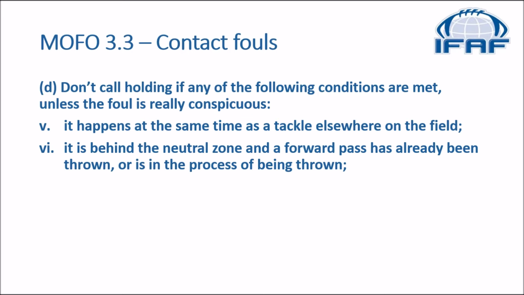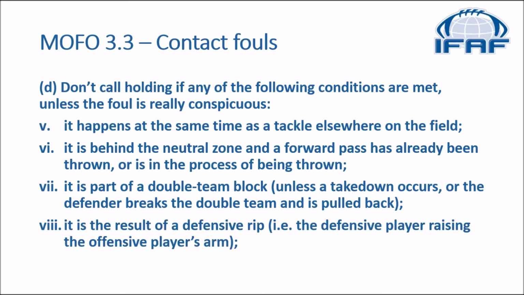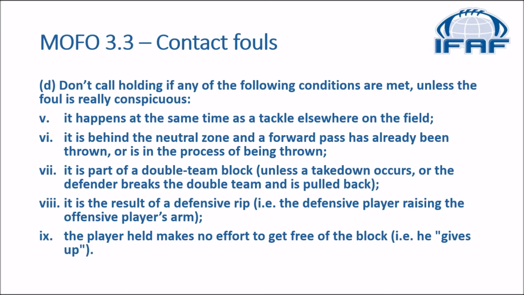6. It is behind the neutral zone and a forward pass has already been thrown or is in the process of being thrown. 7. It is part of a double team block unless a takedown occurs or the defender breaks the double team and is pulled back. 8. It is the result of a defensive rip. That means the defensive player ripping the offensive player's arm. 9. The player held makes no effort to get free of the block. That means he gives up.